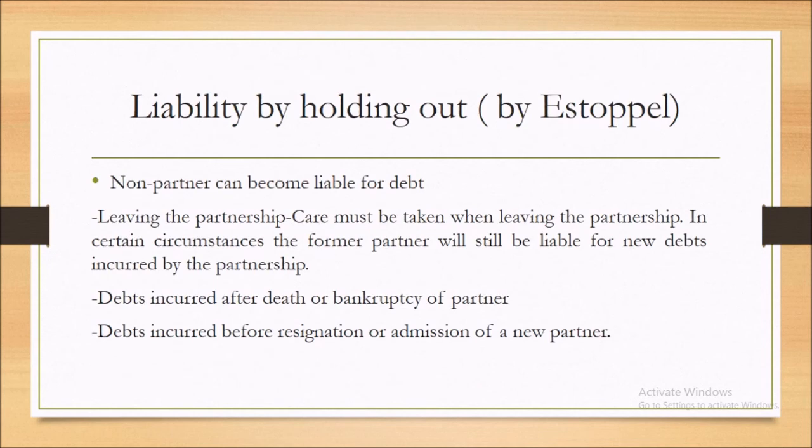Now in some cases we can say the non-partners of the partnership become liable for debts, right? Now these are the circumstances. Leaving the partnership: care must be taken when leaving the partnership. In certain circumstances, the former partner will still be liable for new debts incurred by the partnership, right? Then the second one is debt incurred after death or bankruptcy of a partner, right?